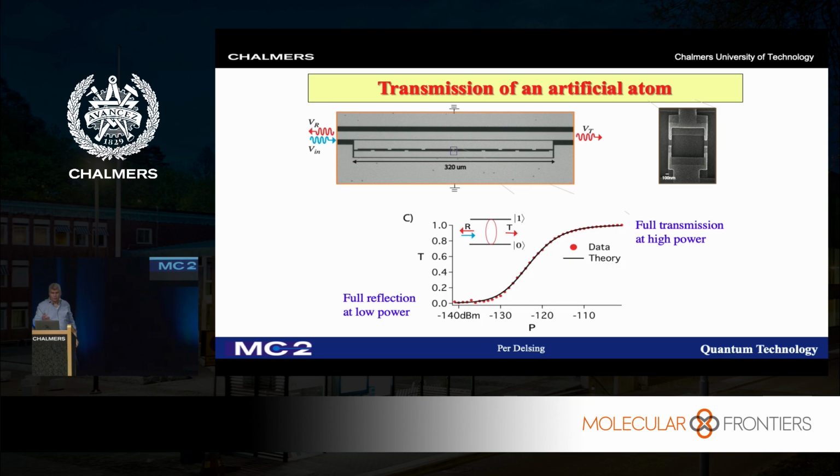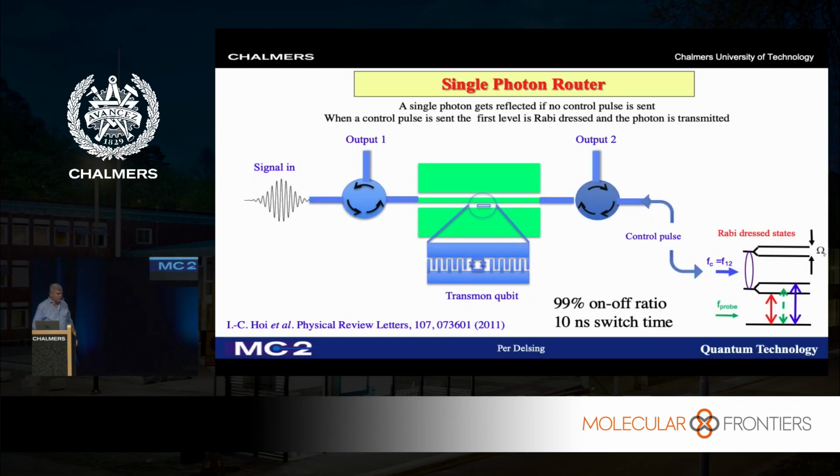We can use this to make toys. So here is a single photon router that we built using these superconducting qubits or artificial atoms. So we have an atom here. We send in a signal from this side. It comes into this roundabout for microwaves, so you can only go one way here. Then it gets reflected here if you do nothing, and then it goes out here.